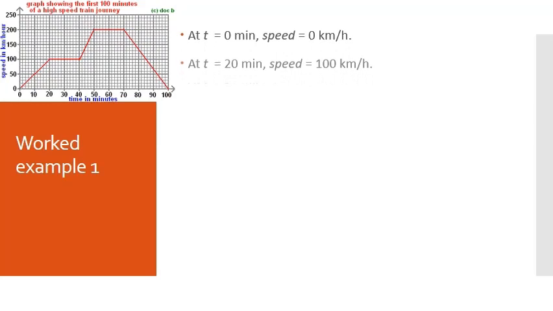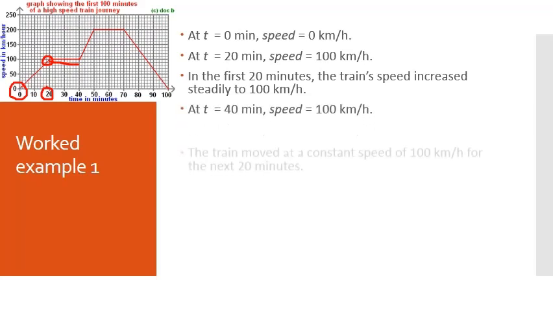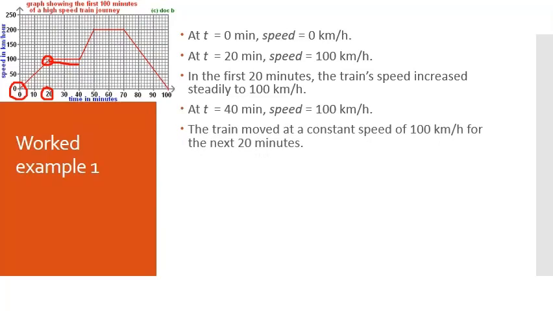So you can see initially at time 0 that the speed is 0. After 20 minutes you can see that the speed is now 100 kilometers an hour here, and the speed at this point stays the same for another 20 minutes. But in the first 20 minutes you can see the train speed increased steadily to 100 kilometers an hour, and then at t equals 40 the speed is 100. So the train moved at a constant speed of 100 kilometers an hour for the next 20 minutes.